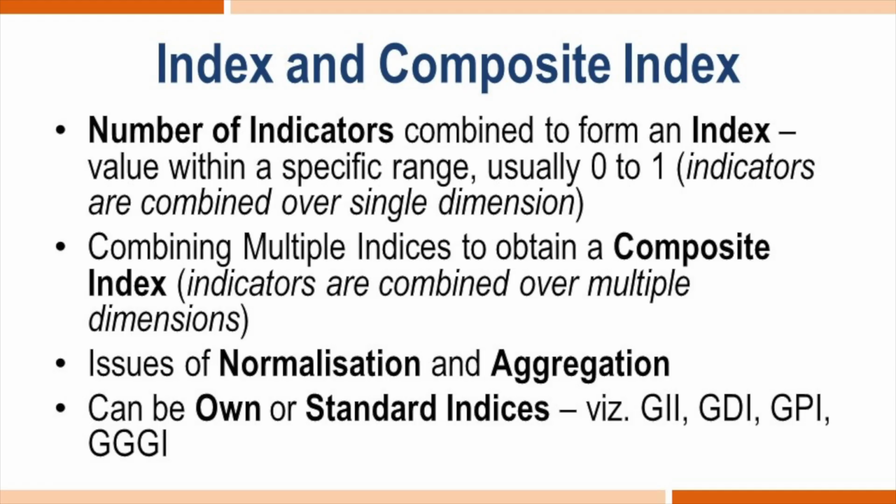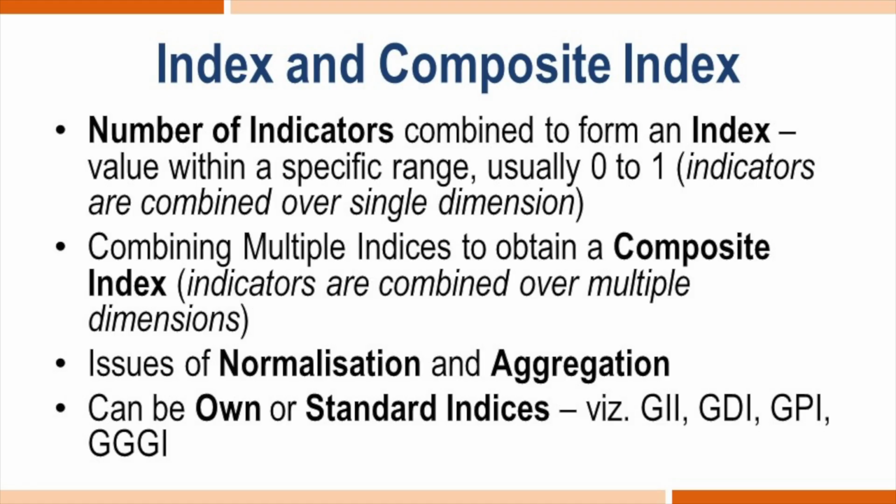It relates to the issues of normalization and aggregation. For instance, suppose we have a set of indicators, different indicators can be obtained both for success and failure, but they have to be normalized. These are to be normalized to add them together so that they are on the same scale, in the same direction, and then we need to have a proper method of aggregation. And there are two ways of doing this: it can be your own kind of method, or you can adopt some standard indices and composite indexes.